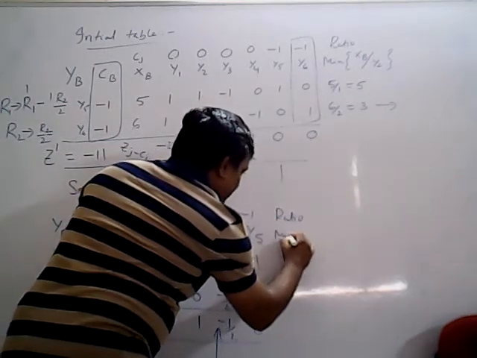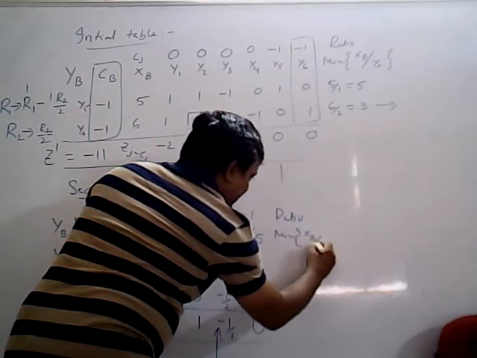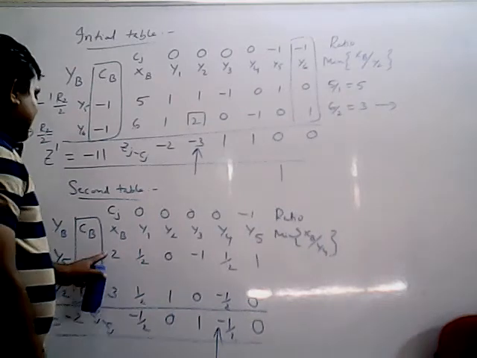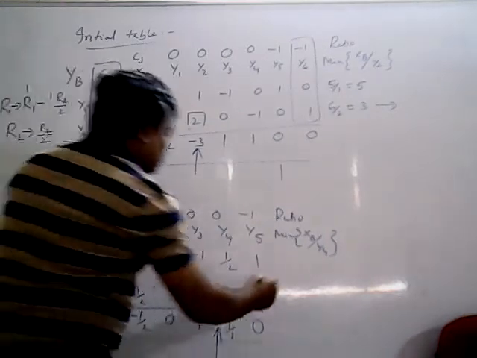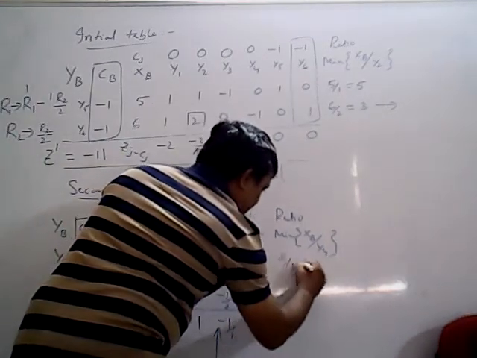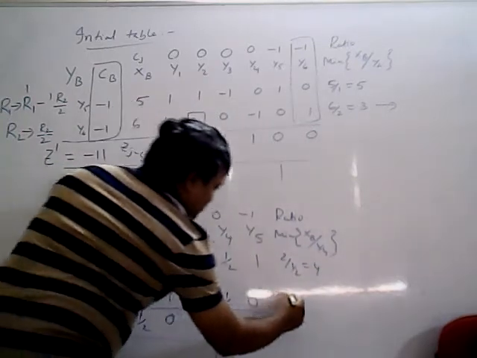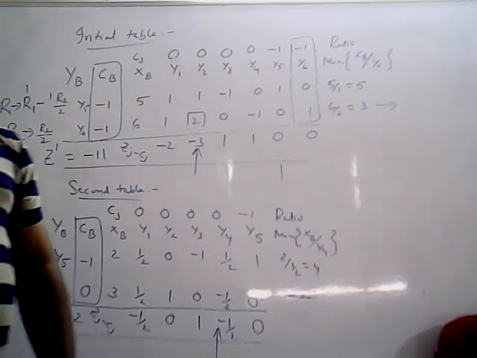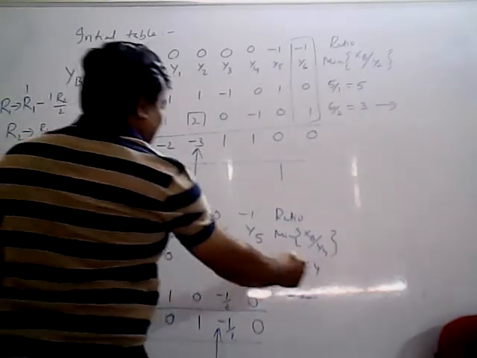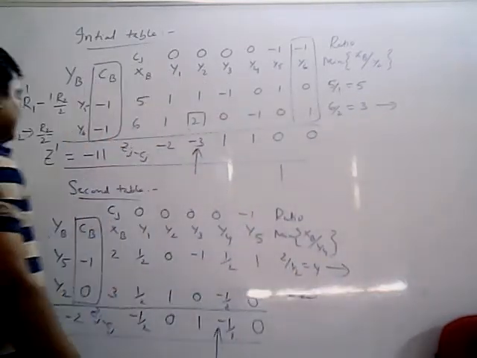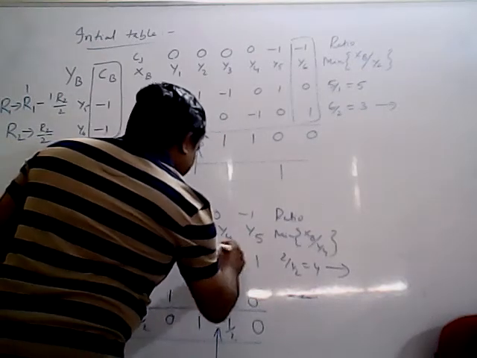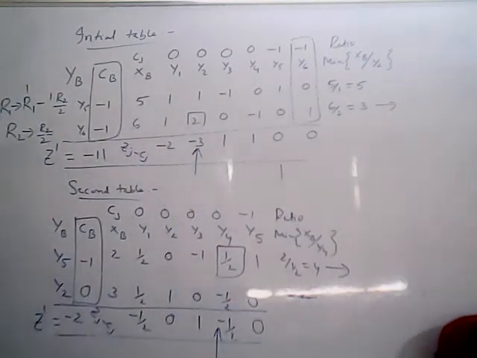Ratio is the minimum of xB by the entering column. What is the entering column? y4 is the entering column. So xB by y4 means 2 by 1 by 2, which means 4. And this is a negative value, so for negative values we will not consider the ratio. Obviously only one positive is there, so directly that deletes. Which variable deletes? y5 deletes. So what is the key element now? The key element is 1 by 2.